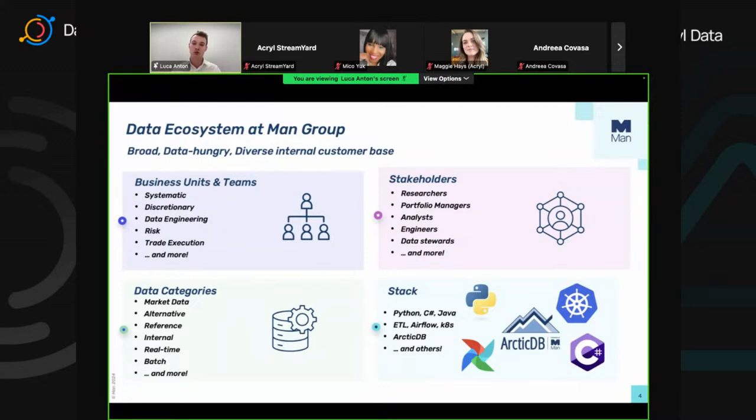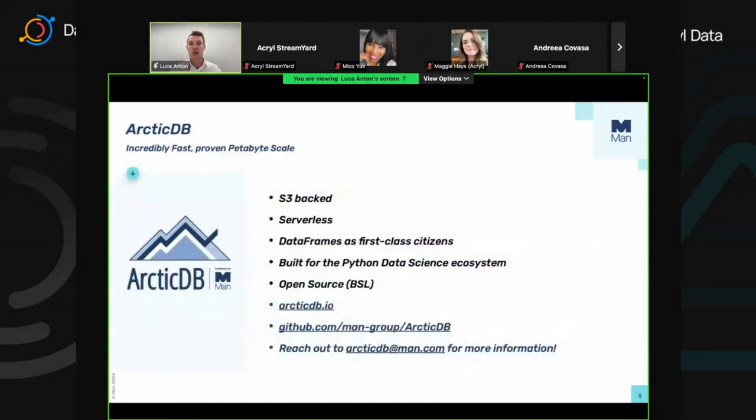And this is the place where our stack differs a bit from most companies. In terms of database offerings, we actually use a database that we built internally called ArcticDB. Now, probably you haven't heard about ArcticDB before, so quickly let me tell you a little bit about it. As I just said, we built it internally. It's C++ based. It's essentially an S3-backed serverless database in which data frames are the main object.